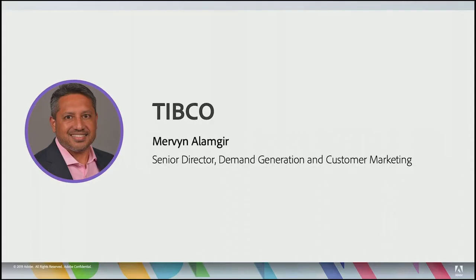So here comes Mervyn, a little intro on Mervyn. Mervyn runs Demand Gen, and TIBCO has about 10 years of experience running Demand Gen across various enterprise software companies, and has been a visible customer for, what, 3 or 4 years now? Yeah. Thank you. So Mervyn, we tried to get you the hype music from this morning's keynotes, but they wouldn't give us the budget. So thanks, everybody.